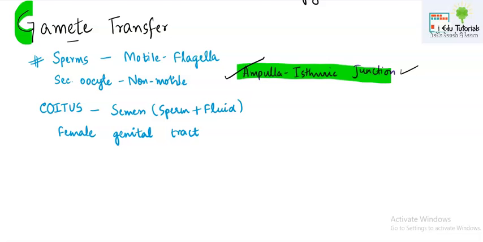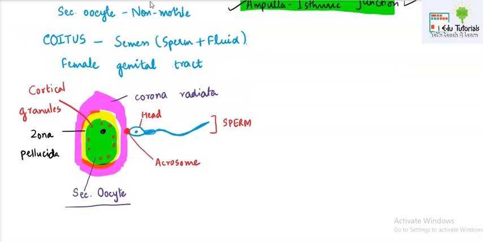Now here in this diagram, I have shown you the secondary oocyte, which has the outer thick layer called corona radiata. Then the inner layer, which is thin, is the zona pellucida. Inside, the green colored structure is the nucleus of the secondary oocyte, which contains cortical granules in its peripheral cytoplasm, or the cytoplasm towards the boundary.